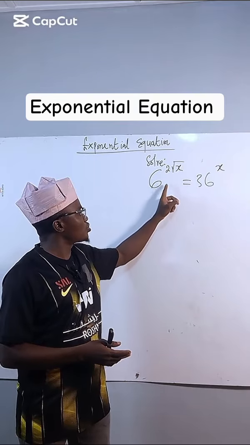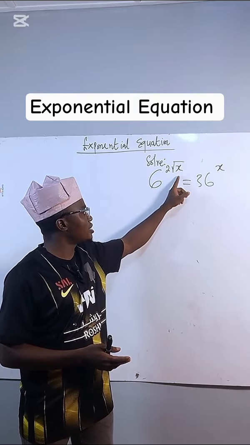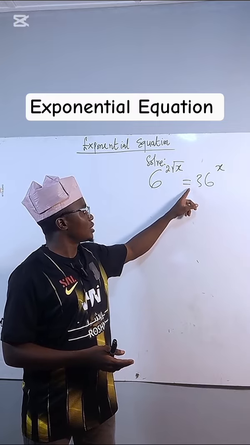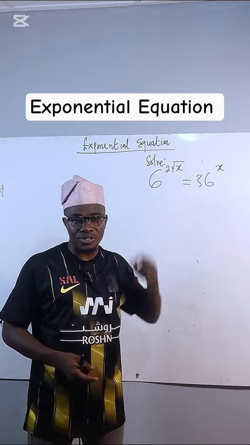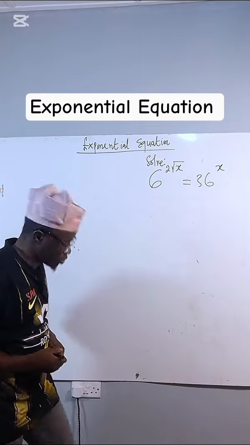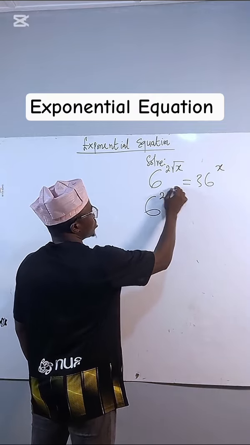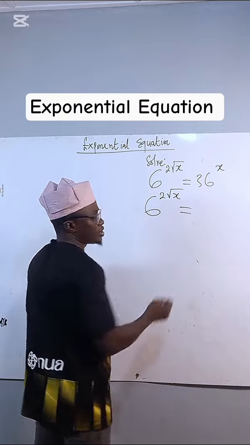We are asked to solve 6 to the power of 2 to the power of x, times 6 to the power of 2 root x, equals 36 to the power of x. Now, to do this, this is what we are going to do. I'm going to have 6 to the power of 2 root x, then equals.